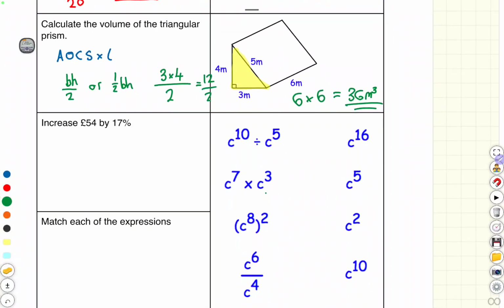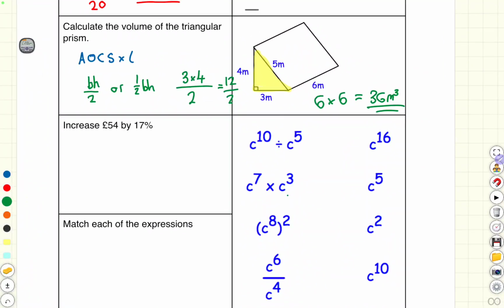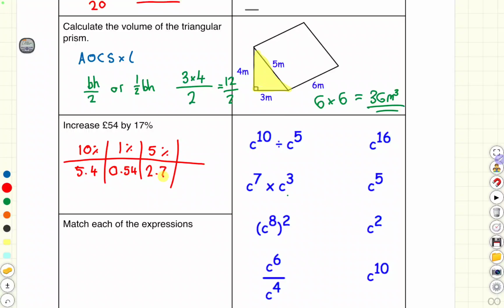Question number 4. I've got £54 and I want to increase it by 17%. So I'm going to find out 10% first by dividing by 10, and that's going to get me 5.4 or £5.40. Now I'm going to find out 1%, which I'm going to get by dividing by another 10, or dividing the original by 100, and that's 0.54. And I'm going to find out 5%, which is half of 10%, which is 2.7.